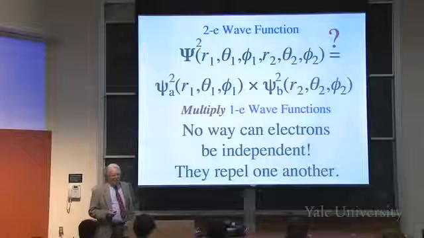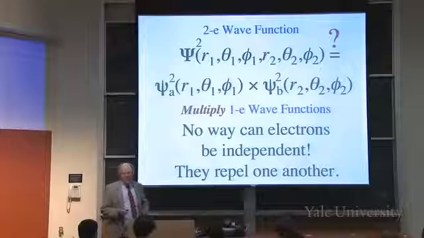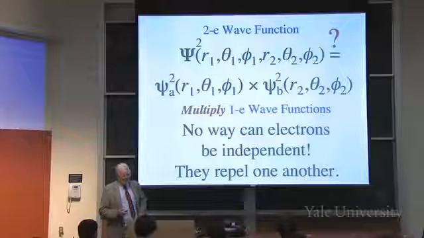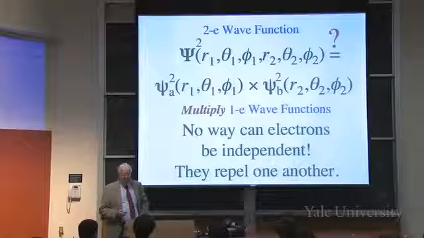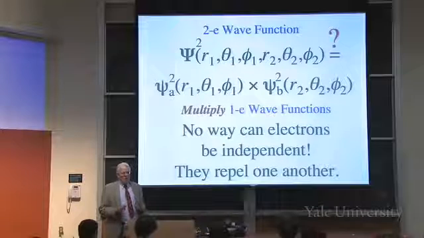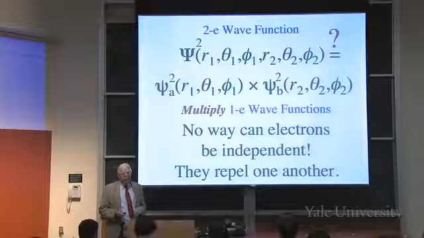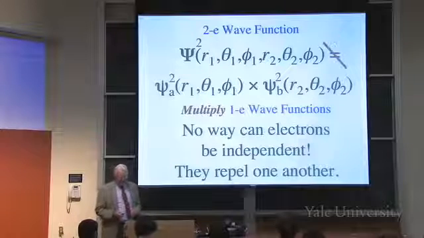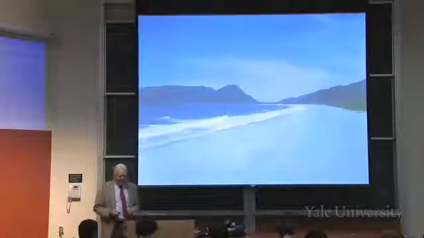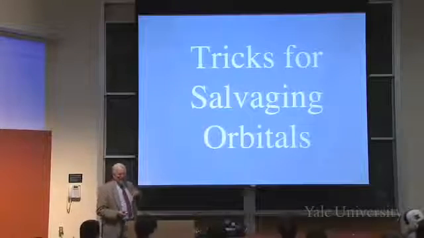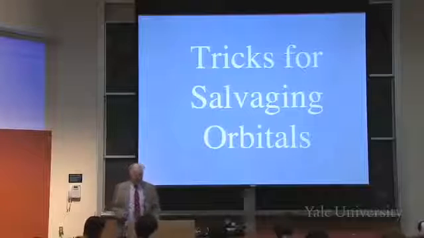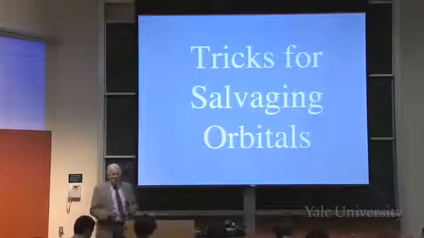But we ended the last quarter, the first quarter of the semester, on a downer. The idea that there's no way electrons can be independent. They repel one another. So orbitals are fundamentally wrong. Okay, so forget that. And here's our paradise. It's gone. Okay. But are there tricks that would allow us to salvage orbitals, to use them even though we know they're wrong?